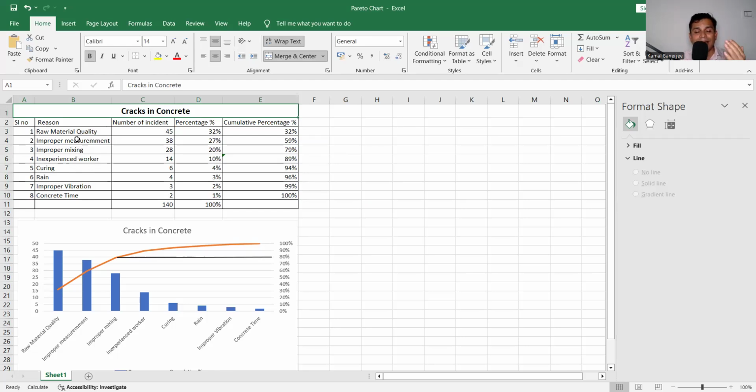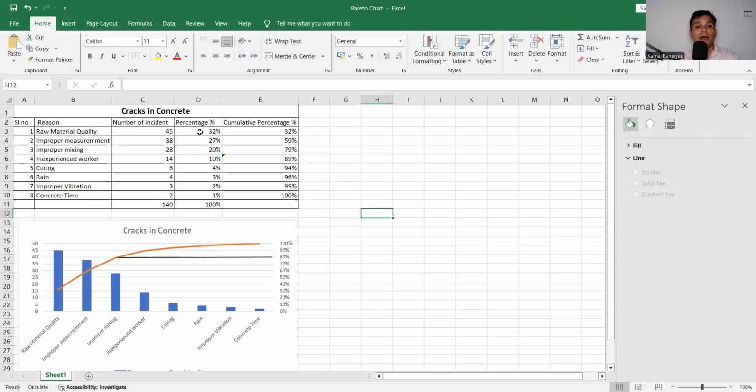Whenever we get a crack, we collect the data from the site and find out that these are the possible reasons. Now, what is the number of incidents? Maybe I am getting 45 incidents for raw material quality, maybe 38 for improper measurement, improper mixing 28, inexperienced worker 14, 6, 4. It's like that, we are collecting data from the site.